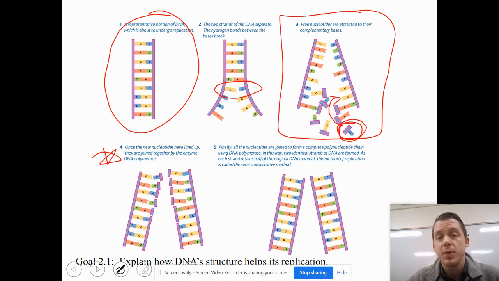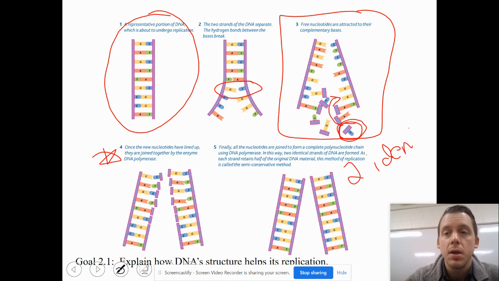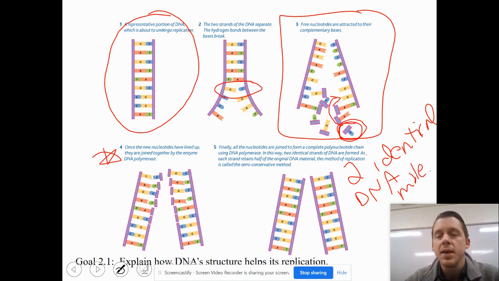And in step five, we can see that we have two newly made, and they are identical DNA strands, DNA molecules, I should say. So if you compare those two pieces of DNA, GC, GC, AT, AT, we can see that they are identical. They are the exact same thing.